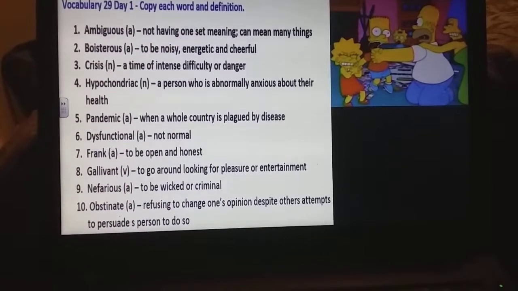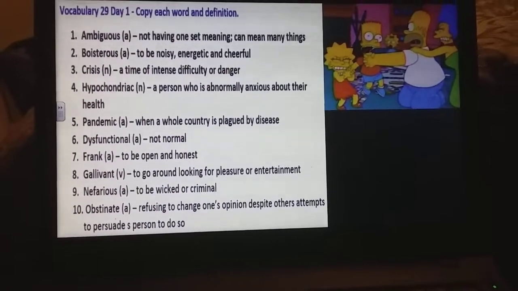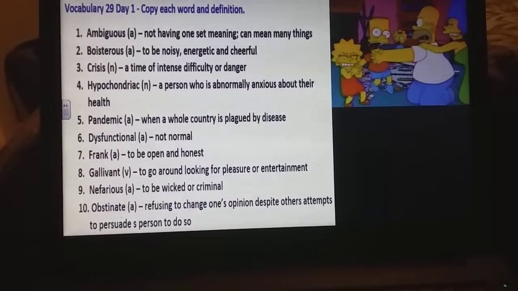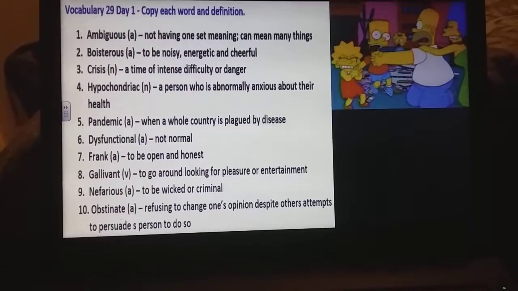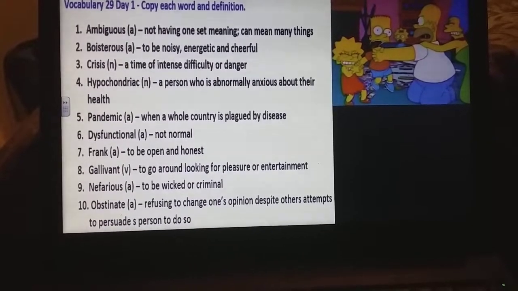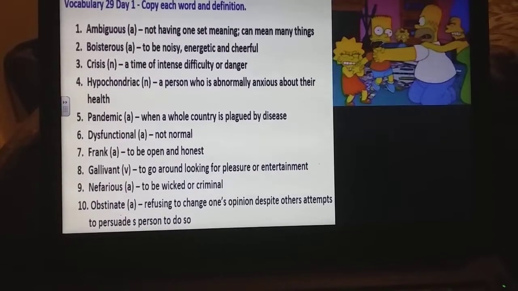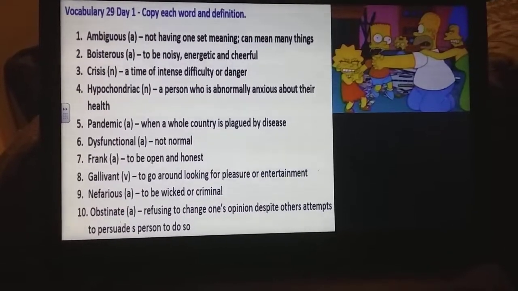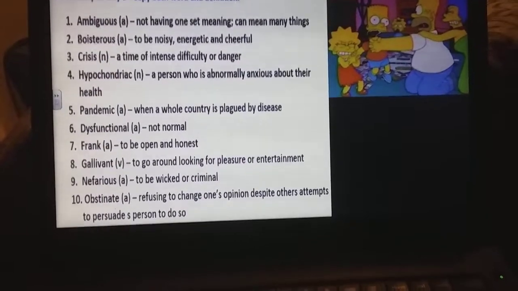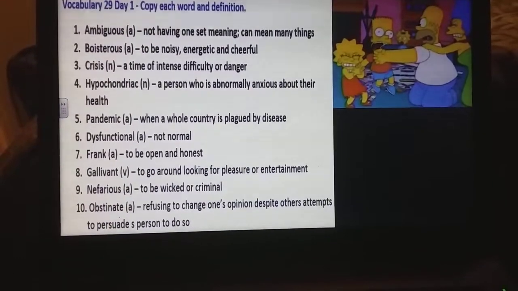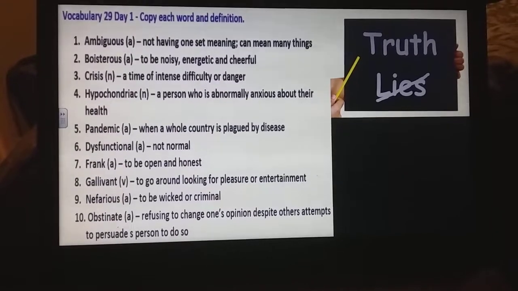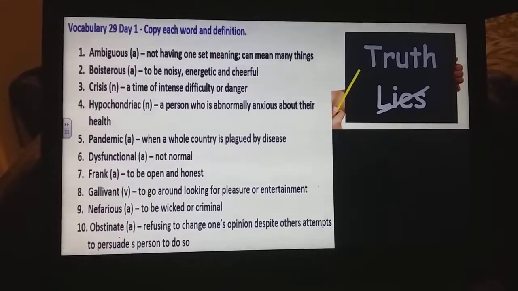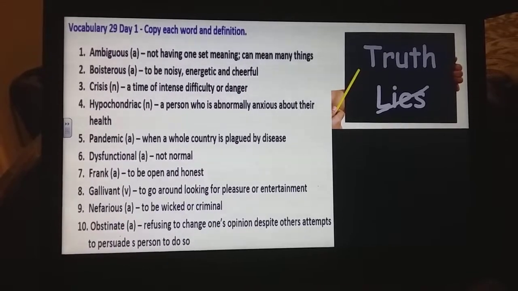Word number 7 is the word frank. Something that is frank, or someone who is frank, is being open, honest, and very truthful about something. And that word is also an adjective. It's a word that describes something. So if you are described as being a very frank person, you're a person who most often is going to tell the exact truth about something instead of thinking to lie about it. You're going to be frank and honest.